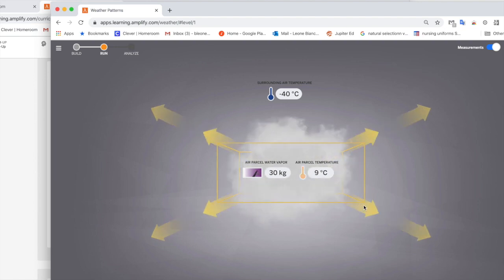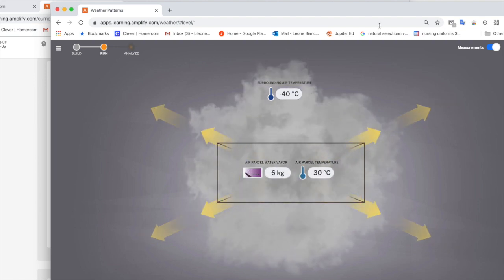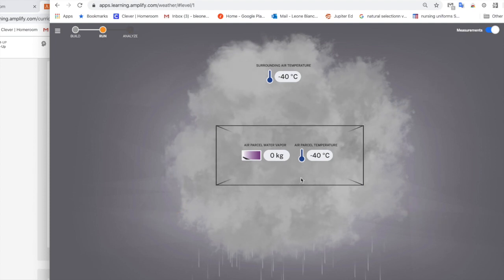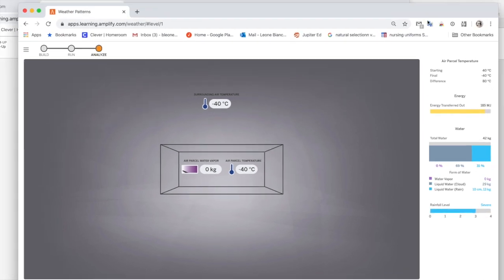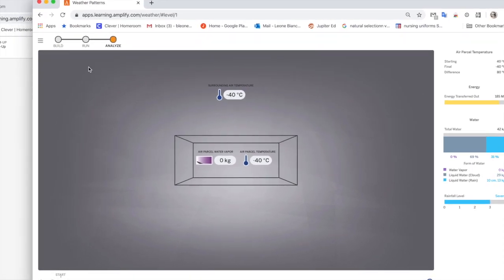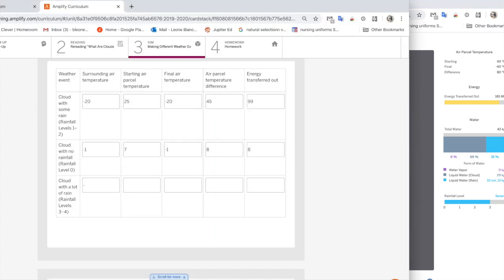All right. So I'm running this with the really dramatic differences. And as you can see, it's definitely causing a great storm. Now, let's take a look at the numbers. So we started with negative 40, and the air parcel was much warmer at 40. Negative 40 to 40 is a difference of 80. And the final temperature was negative 40. It copied the outside temperature.